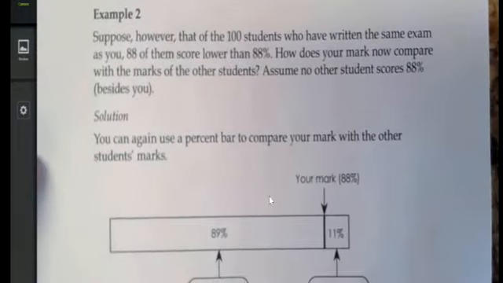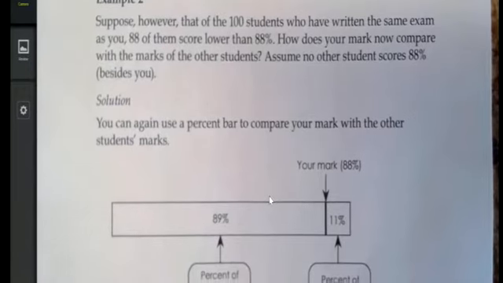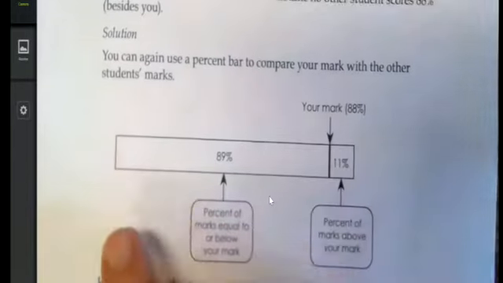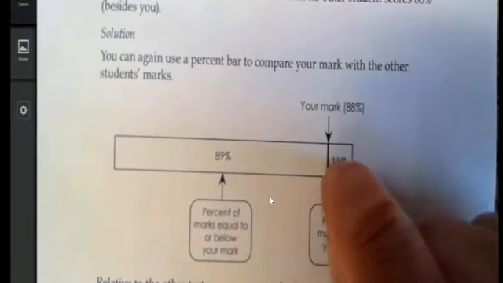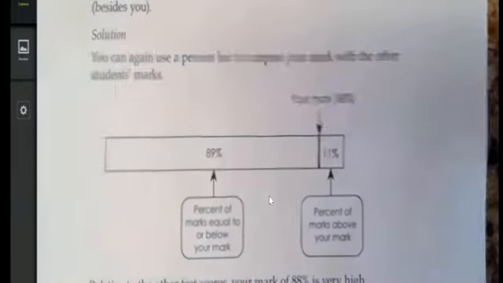Let's look at another example. This one you'll find on page 69, example number 2. Suppose, however, that of 100 students who have written the same exam as you, 88 of them score lower than 88. What does it look like now? Now you have a mark of 88 and you're all the way up here in the upper echelon. Only 11% of the class did better than you. So if 100 people wrote the exam, only 11 of them did better than you.